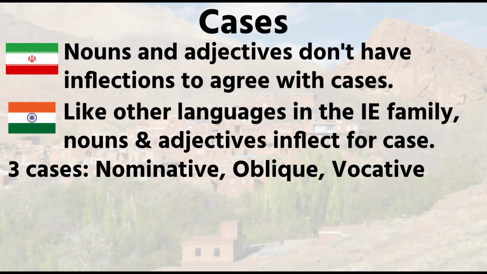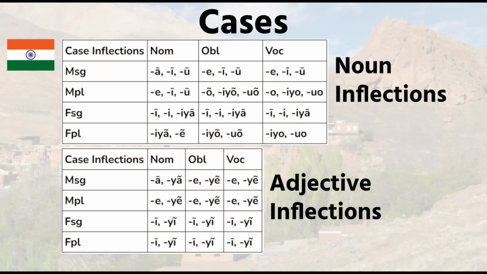Three cases, in fact. The nominative, which shows the subject, the oblique, which basically shows an object, but is used for any other case that isn't the nominative or the vocative, and the vocative case, which is used for calling someone or something. The inflections for nouns and adjectives are simple, but note that in Hindi, some adjectives are undeclinable. In other words, they don't take any of these suffixes.